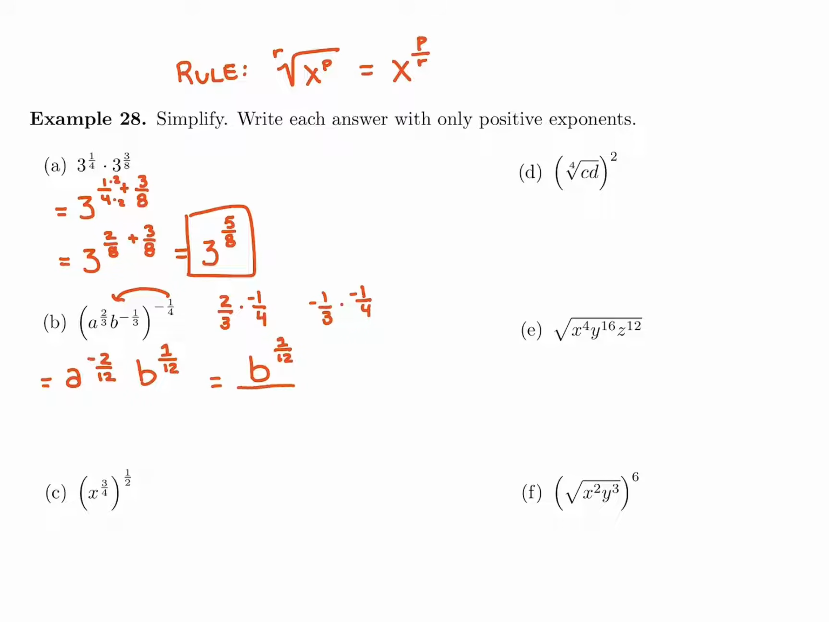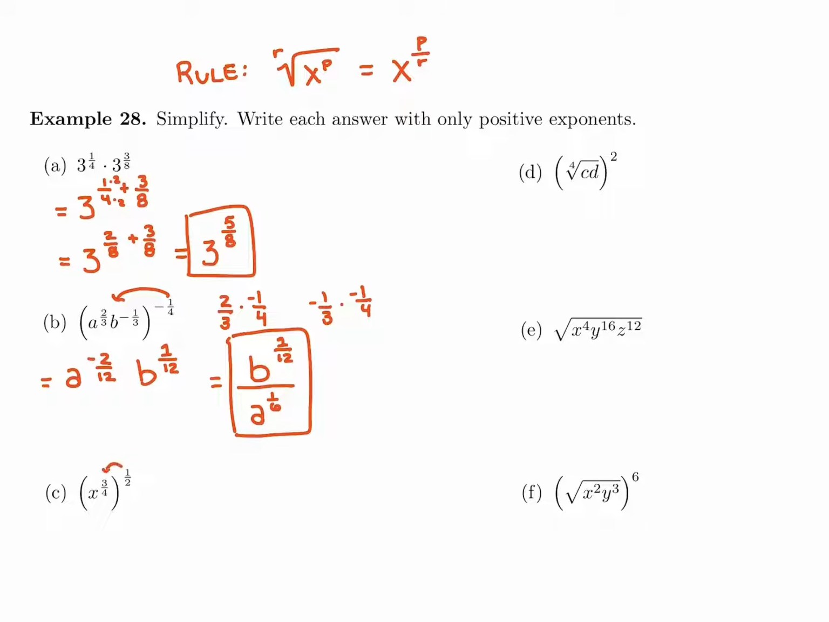But that a has to go in the denominator because it's a negative power, and it also reduces: 2/12 becomes 1/6, which your graphing calculator with math, enter, enter can get for you too. If you do 2/3 times -1/4, math, enter, enter, it'll tell you it's to the -1/6, which means it goes in the denominator.